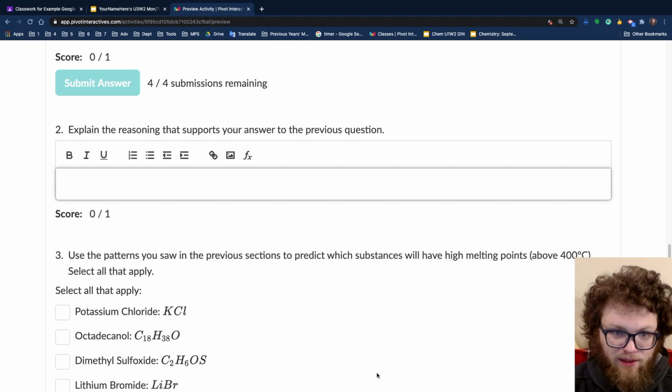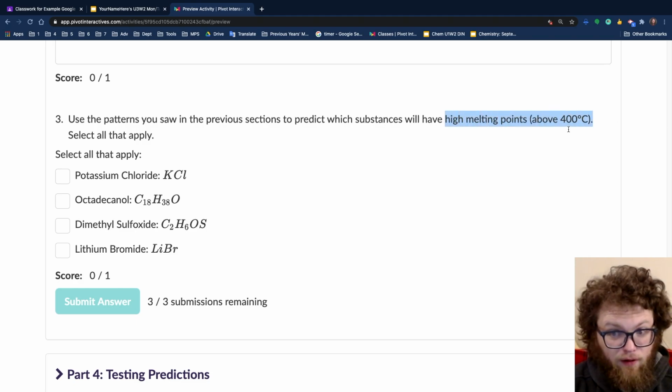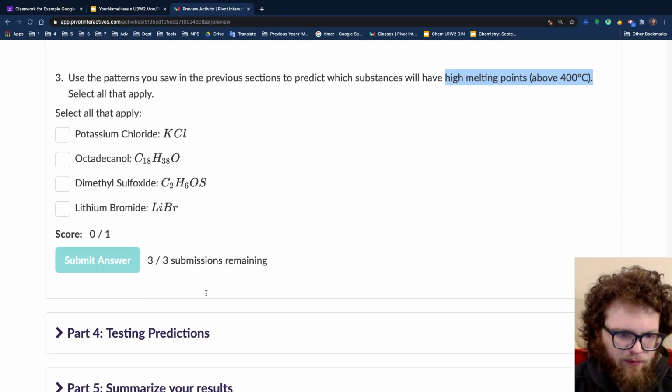And then explain your reasoning here. Also, use the patterns you saw in previous sections to predict which substances will have high melting points above 400 degrees Celsius and select all that apply here. It should be related to your answer up here.